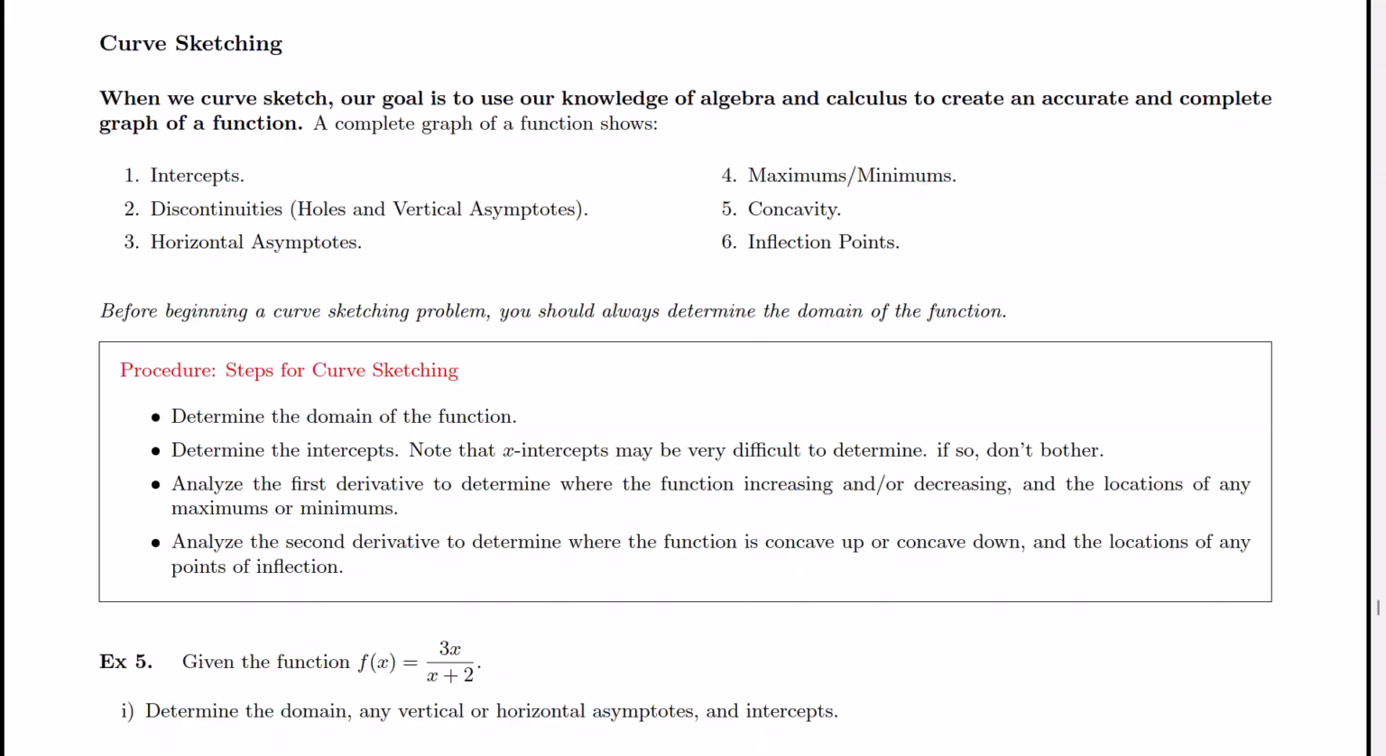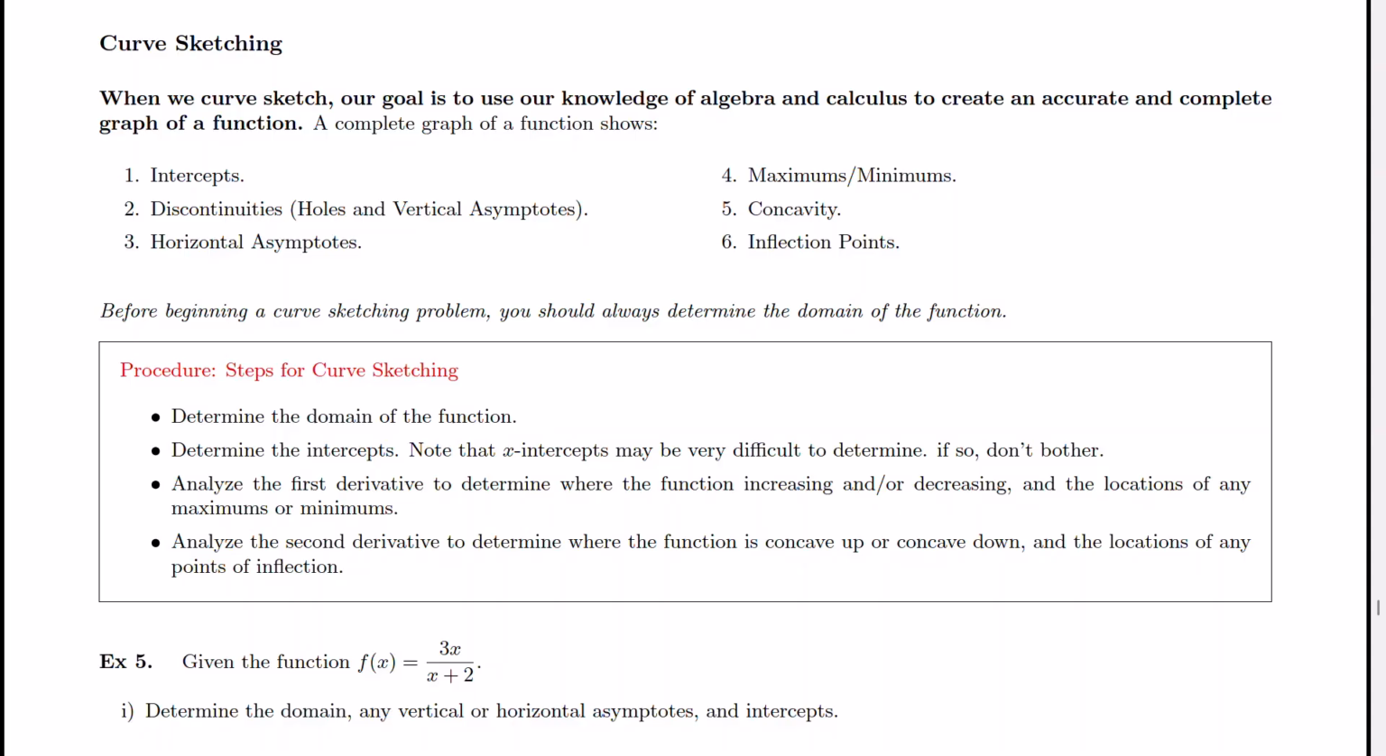Let us finally discuss curve sketching of rational functions. When we curve sketch, our goal is to use our knowledge of algebra and calculus to create an accurate and complete graph of the function. And the complete graph of a function typically shows the intercepts, the discontinuities, any holes or vertical asymptotes, any horizontal asymptotes, maximas and minimas, the concavity, and inflection points.